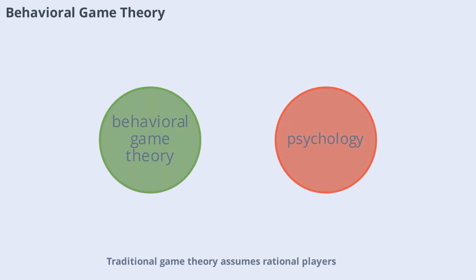Traditional game theory assumes rational players, but real people often behave unpredictably. Behavioral game theory incorporates insights from psychology to better predict actual behavior. This approach helps explain why people sometimes cooperate, trust, or retaliate, even when it's not the rational choice. It's a valuable tool for understanding real-world economic decisions.